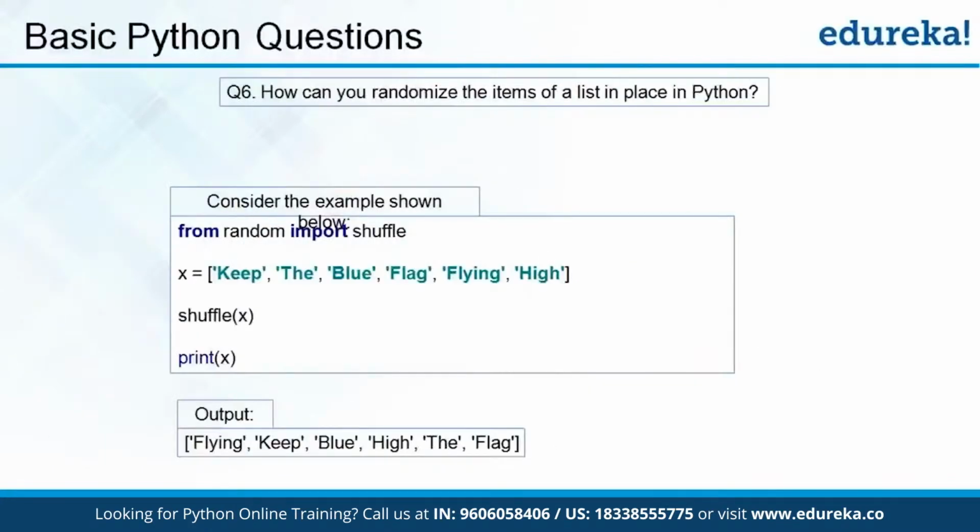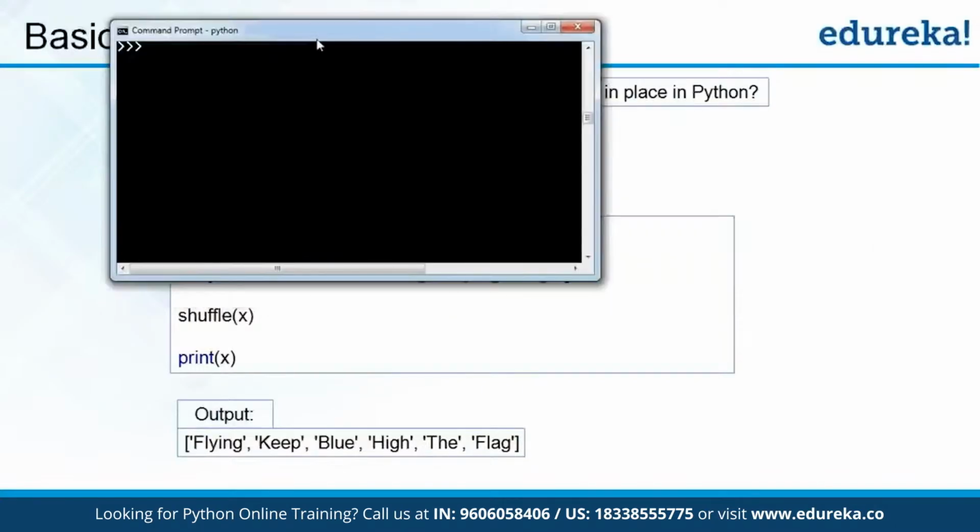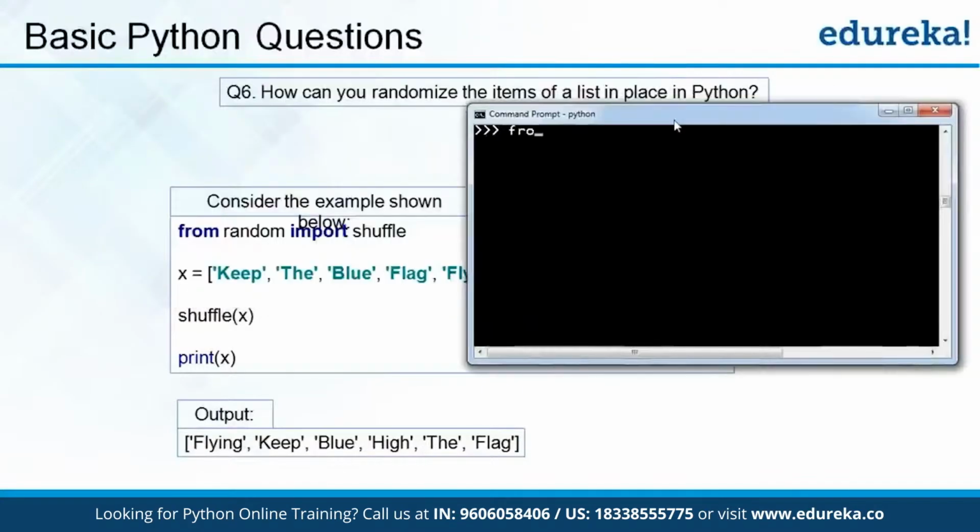Now here is a question. How can you randomize the items of a list in place in Python? This question makes use of a module in Python called random. From random, import shuffle. You've got a whole lot of stuff within random, but we're not going to take it up. So what we'll do is create a list.